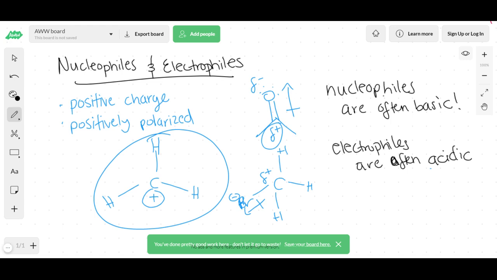This makes a lot of sense because the proton is removed in bases, which allows for that negative charge to persist. So that's pretty much all I wanted to go through for just a few examples of nucleophiles and the overall concept of an electrophile.